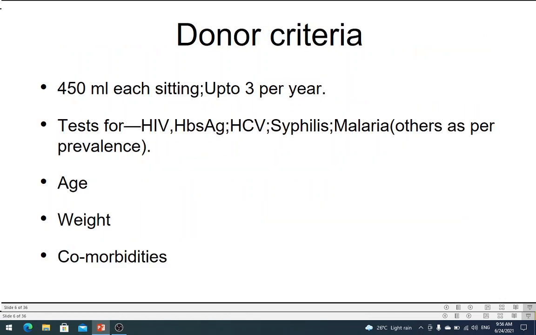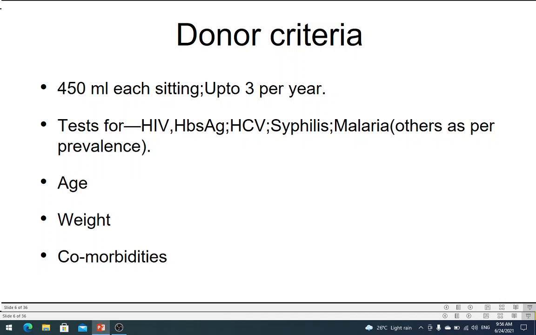Now, who can donate blood? This again is not exhaustive. I've just given a small list of things. Usually, a person can donate up to 450 ml, that is 1 unit of blood, thrice in a year, 3 times, every 4 months, you can donate blood.